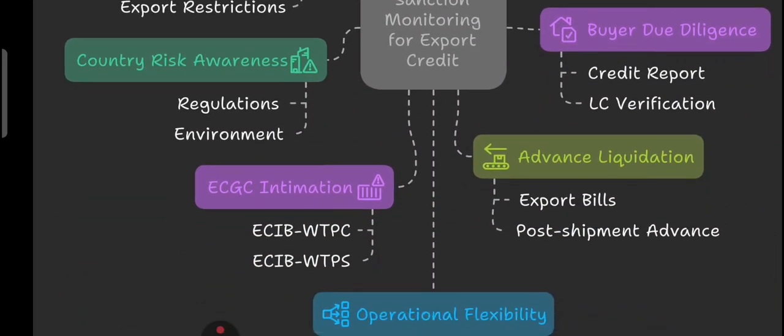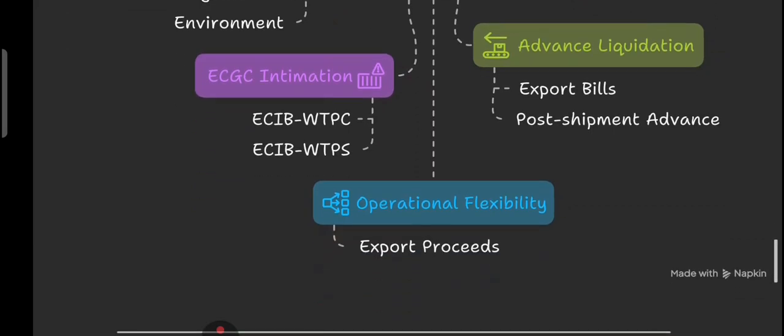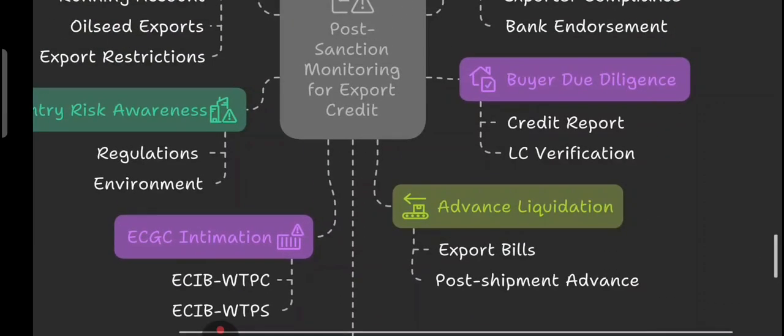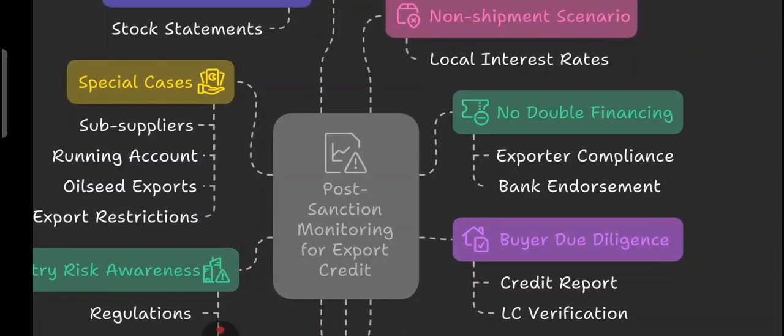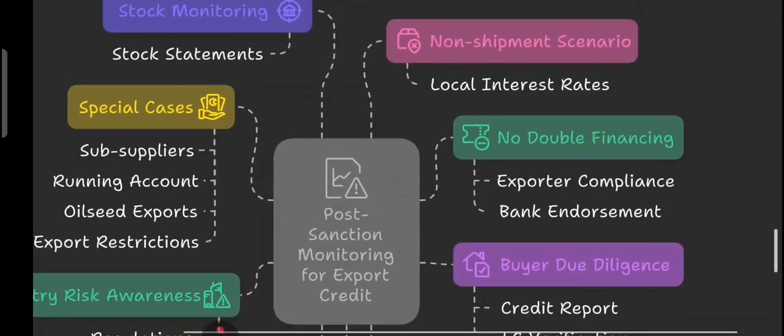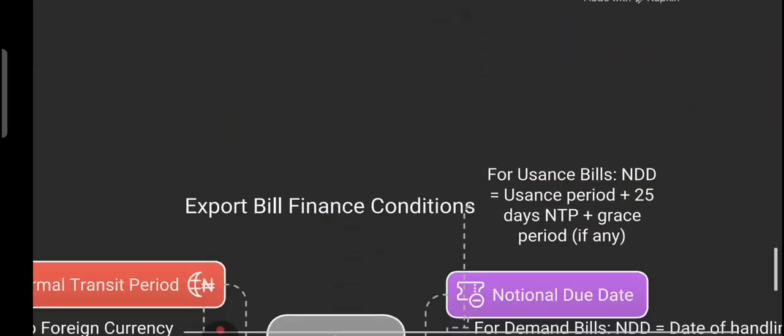ECGC intimation via WTPC and WTPS, right? Export proceeds, advance liquidation in the case of export bill and post shipment advance. And buyer due diligence is required, credit report should be taken, LC verification should be done properly, no double financing. This should be ensured by the bank, right? So that is the point during the post shipment finance.